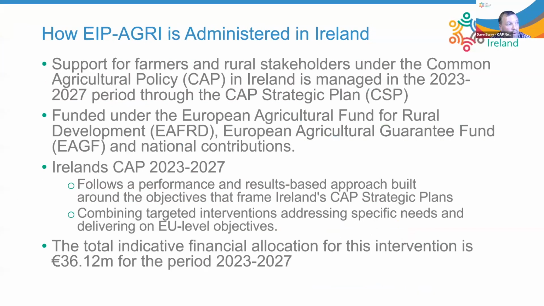In Ireland, EIP Agri is administered under the Common Agricultural Policy and through the CAP strategic plan. It's co-funded by the European Agricultural Fund for Rural Development and the European Agricultural Guarantee Fund, with national contributions as well. Ireland's CAP follows a performance and results-based approach. And then we have targeted interventions. Targeted interventions with regard to EIP would be something like the water project Michelle spoke about, or the breeding waders. There's indicative funding for this program of 36 million, so it's quite extensive.